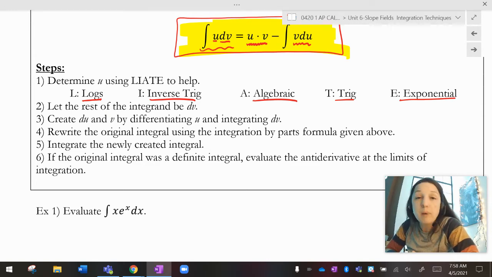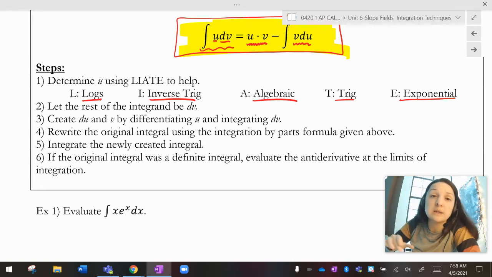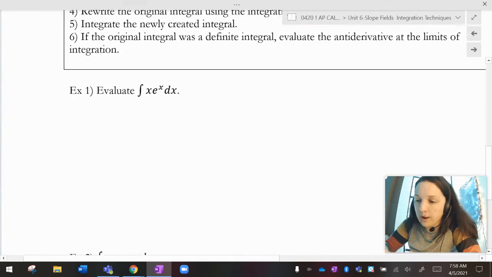And if you don't think you can remember that, I sing it in a song that one of my students came up with years ago. I don't know why, but his little melody always sticks in my head. It's LIATE, kind of sung like a Gregorian monk. I don't know why, that's just what's stuck in our heads. So LIATE, that's what you're looking for, okay?